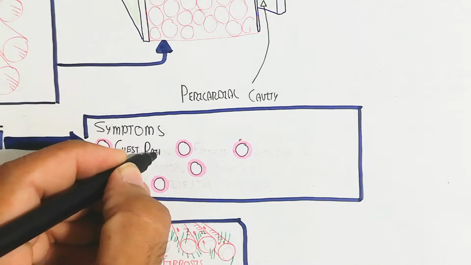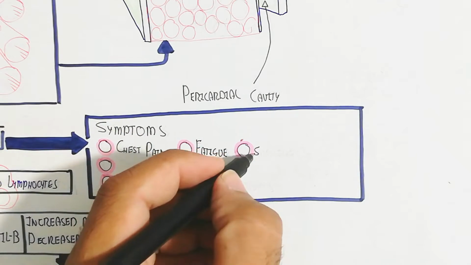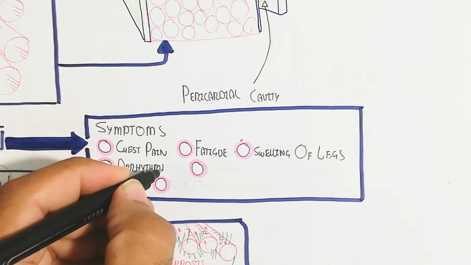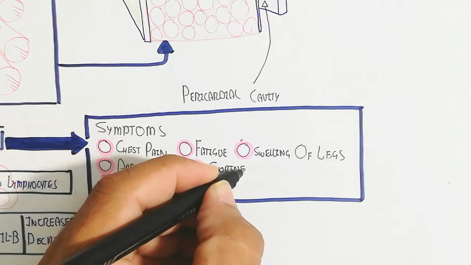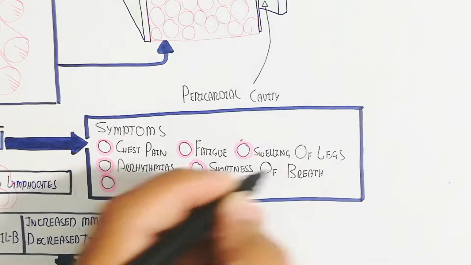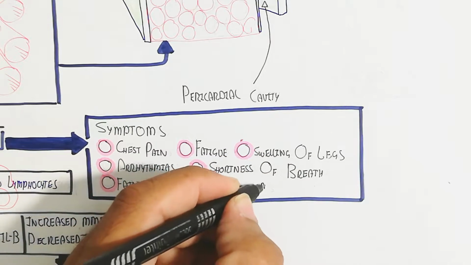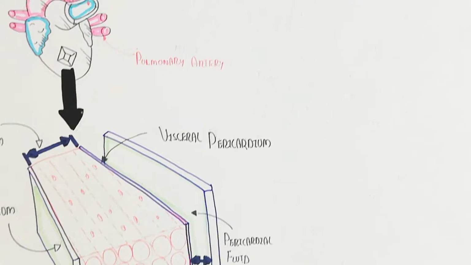And the symptoms can be chest pain, fatigue, swelling of the legs, hands, and other parts of the body, arrhythmias, an irregular heartbeat, shortness of breath, and fainting. Flu-like symptoms are also included for myocarditis.